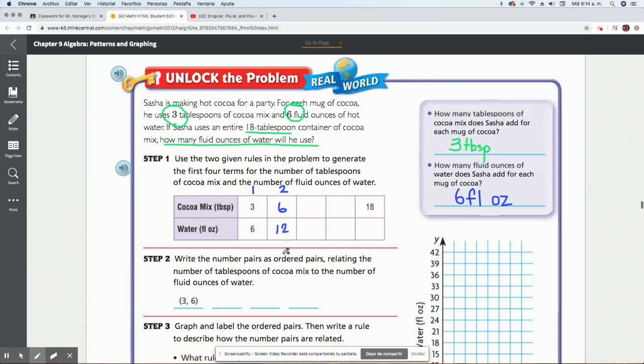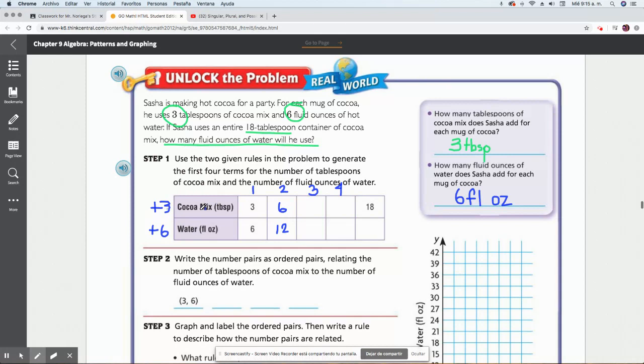Okay, so what's happening here? If we add one more mug right here, what is going to happen is that we are going to add 3 tablespoons of cocoa mix and 6 fluid ounces of water. So every single time Sasha makes another mug of hot cocoa, she needs 3 more tablespoons and 6 more fluid ounces of water.